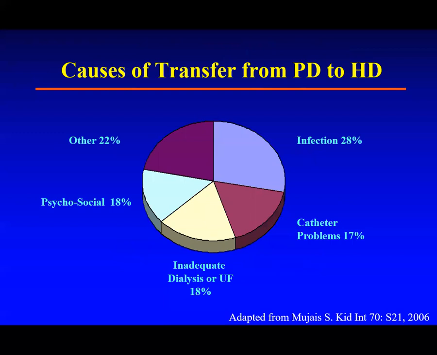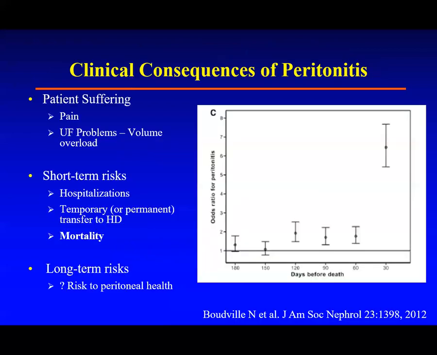Peritonitis is important, not only because it accounts for a significant percentage of the transition from peritoneal dialysis to hemodialysis, but as you'll see in this slide in a study from Australia, its association with subsequent mortality.